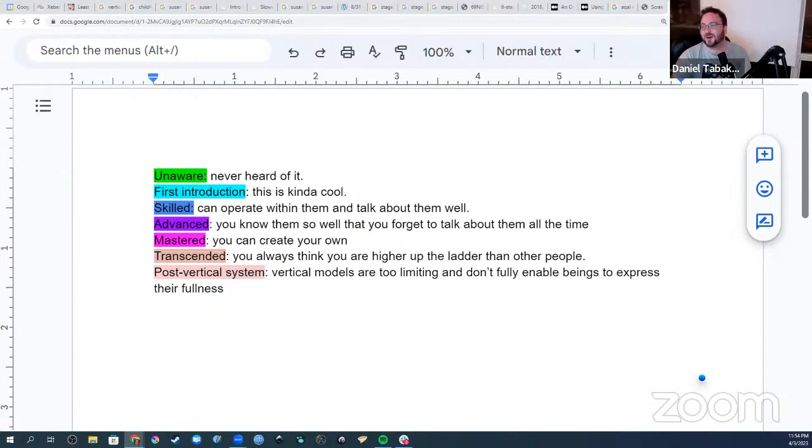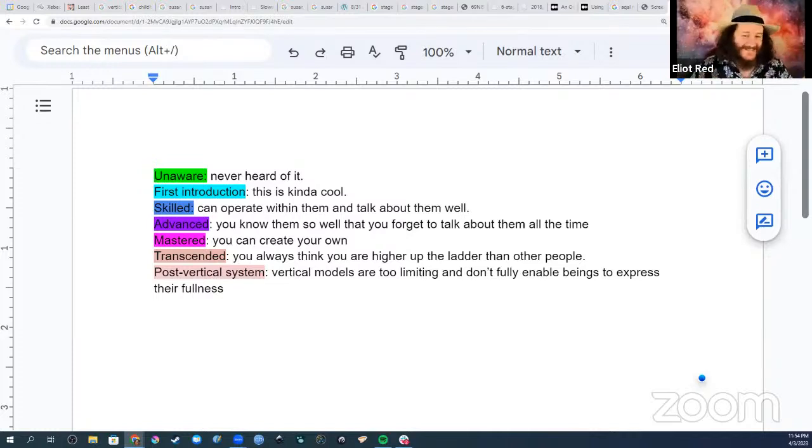Skilled is you can operate within them and talk about them well. You might be able to do this. Yeah, if you were paying attention, then you could do this. If you've heard of vertical development systems before, you've probably had a head start. It depends how much you're paying attention, so it's your own fault. All right. Advanced, so then you know them well. You know them so well that you forget to talk about them all the time. Yeah. Which is definitely a level.